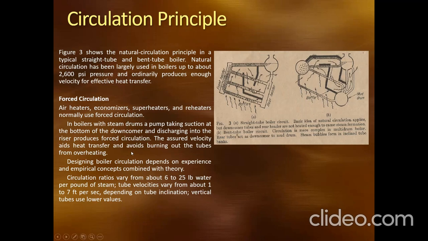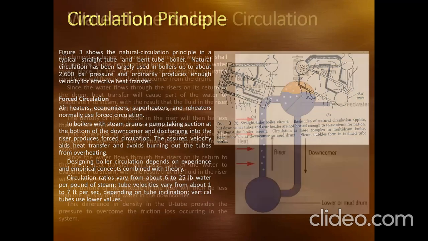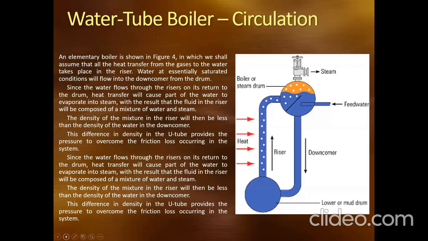Okay. So, designing boiler circulation depends on experience and empirical concept combined with the theory. Circulation ratios vary from 6 to 25 pounds water per pound of steam. Tube velocities vary from 1 to 7 feet per second depending on tube inclination. Vertical tubes use lower values. Ito yung circulation velocity. Next.